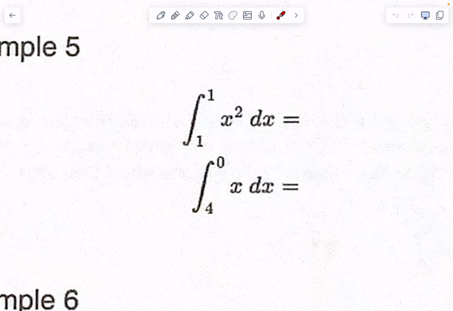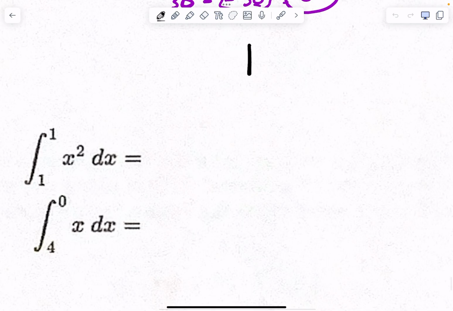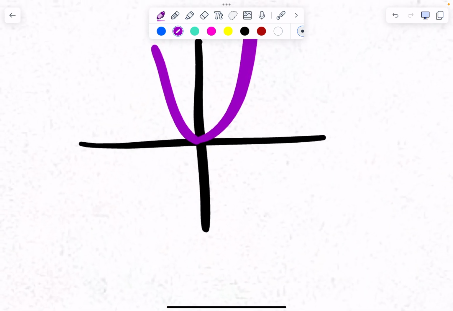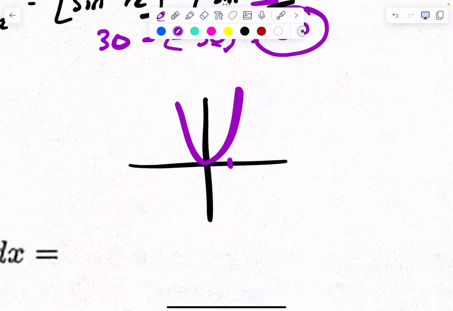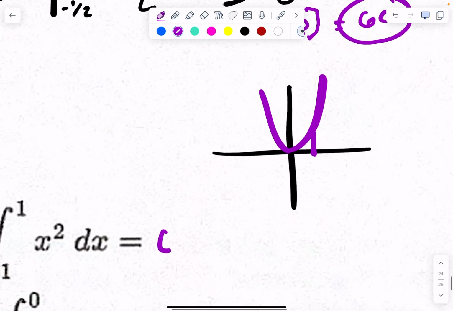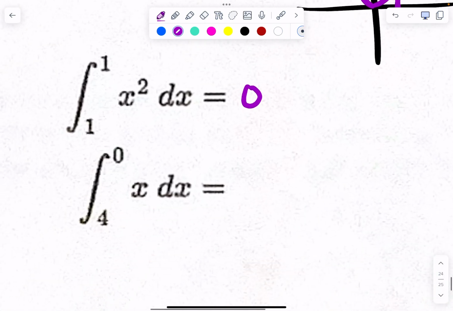Okay, example 5. The top one is going from 1 to 1 of x squared. If we just think about it, x squared is a parabola that goes like this, right? And we're doing the slice from 1 to 1. 1 is here and 1 is there. So I'm trying to figure out the area of that little slice right there. It's going to be 0 because it has no width, right? Okay, so first one is 0.